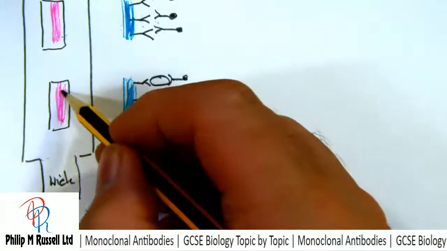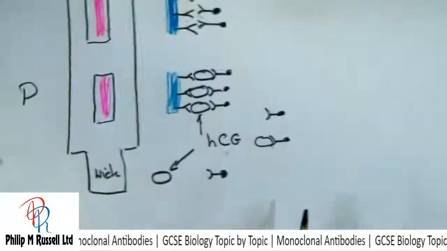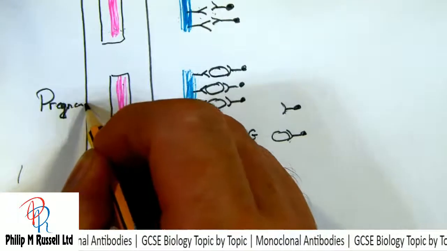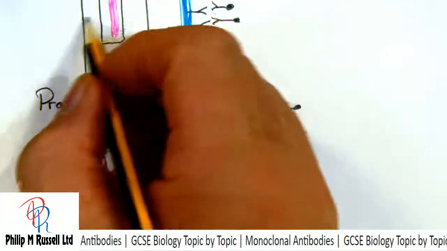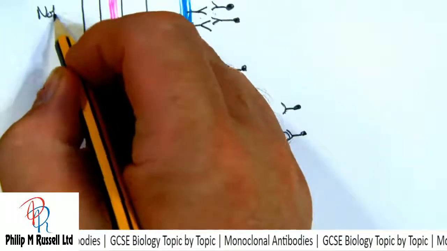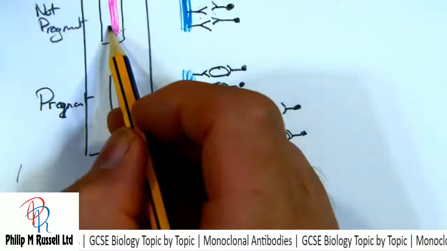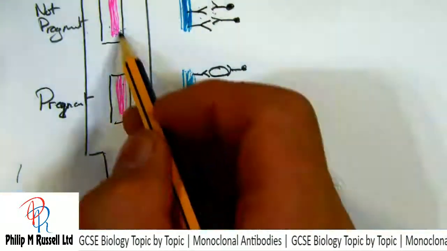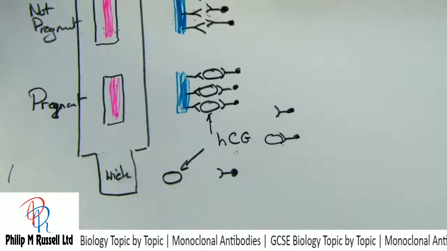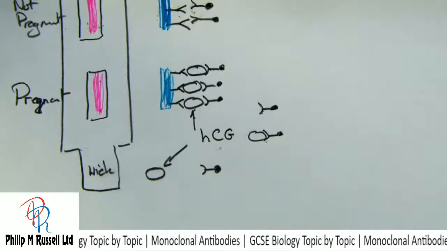So if we get 2 bars here, you're pregnant, so this is, if you like, the pregnant one, and this one is just collecting all the antibodies, so this one is your not pregnant. So if you get 1 line, you're not pregnant, and if you get 2 lines, you are. So that's sort of trying to deal with something like pregnancy.